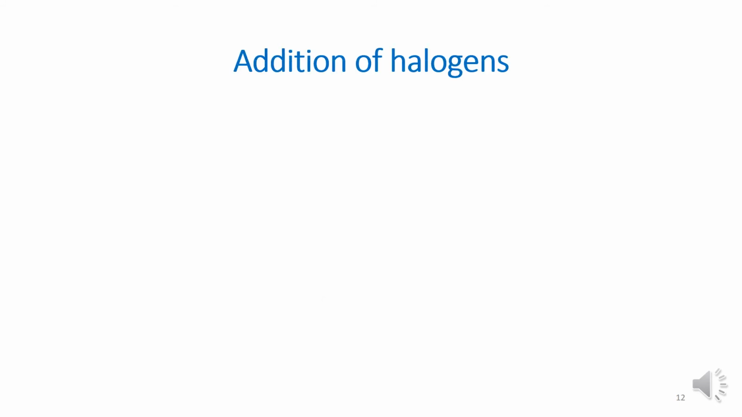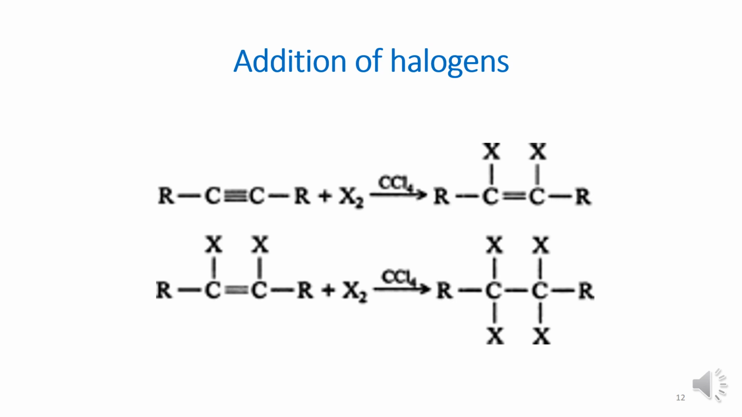Addition of halogens. Halogen is added in carbon tetrachloride solvent to alkyne to give you first dihalides, and the triple bond is converted into a double covalent bond. On further reaction with halogens, the compound formed has a carbon to carbon single covalent bond, and two halogen atoms will be bonded to each of the carbon atoms respectively.